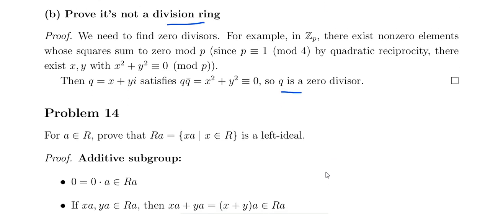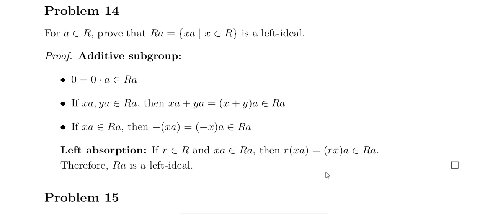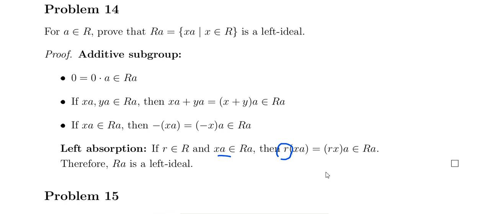Already we have seen many examples. And Ra, this is a left ideal. That is, a left ideal means that its property is satisfied: x belongs to R and r belongs to R, then r times x a belongs to Ra. That is, the ring element multiplies on the left only, not on the right. So r times xa equals rx times a, and rx times a obviously belongs to Ra. So therefore Ra is a left ideal.